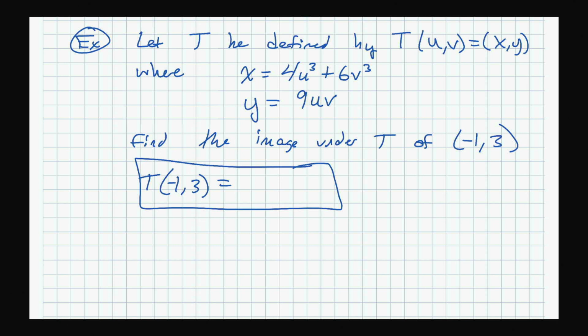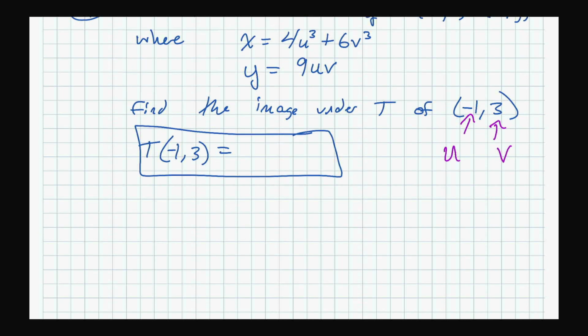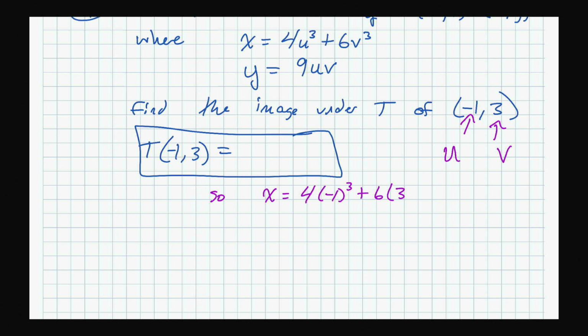So this is a very simple problem. We have T defined by this function, and they say find the image under T of -1, 3. And what do we do? Very simple. This is the u, this is the v, and we're going to plug them into the formulas. So x is going to be 4u cubed, which is -1 cubed, plus 6v to the 3, which is 3 to the 3. So you just work that out.